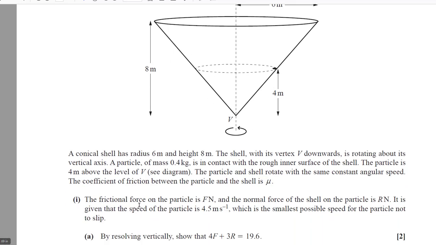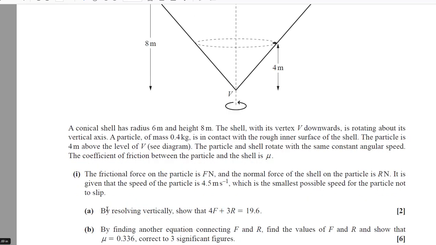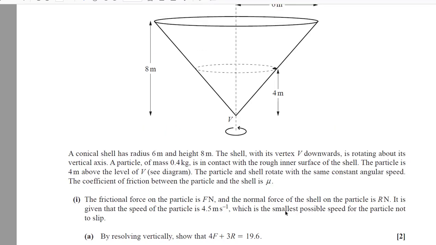In part 1 we're told the frictional force on the particle is F and the normal force on the shell is R, and we're given that the speed of the particle is 4.5 meters per second, which is the smallest possible speed of the particle for it not to slip. And in A, by resolving vertically, we need to show that 4F plus 3R is 19.6.